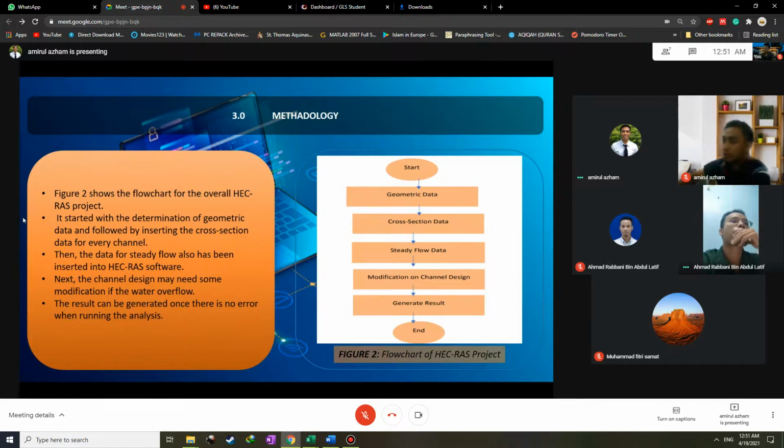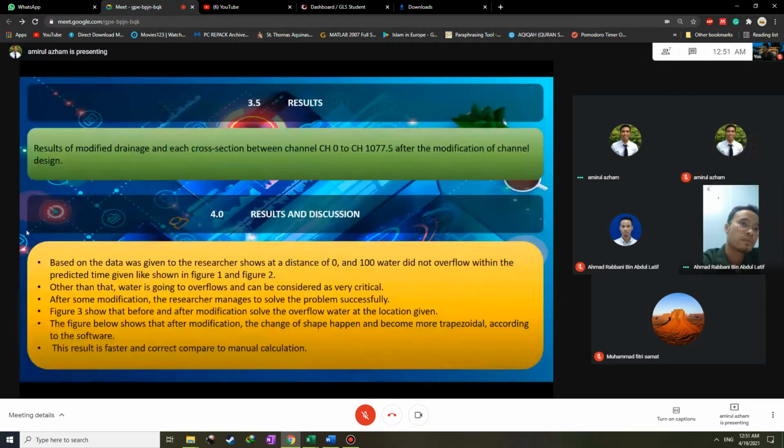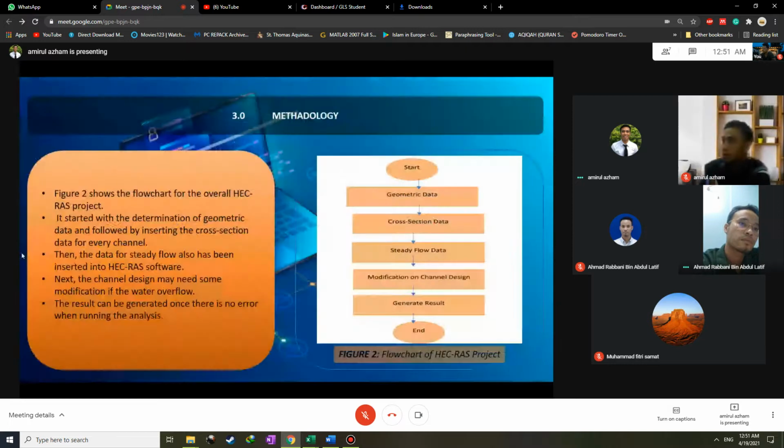Okay, so figure 2 here shows the flowchart for the overall Hexcraft project of our project. It started with the determination of geometric data and followed by inserting the cross-section data for every channel. Then the data for steady flow also has been inserted into the Hexcraft software. Next, the channel design may need some modification if the water overflows. The result can be generated once there is no error when running the analysis.